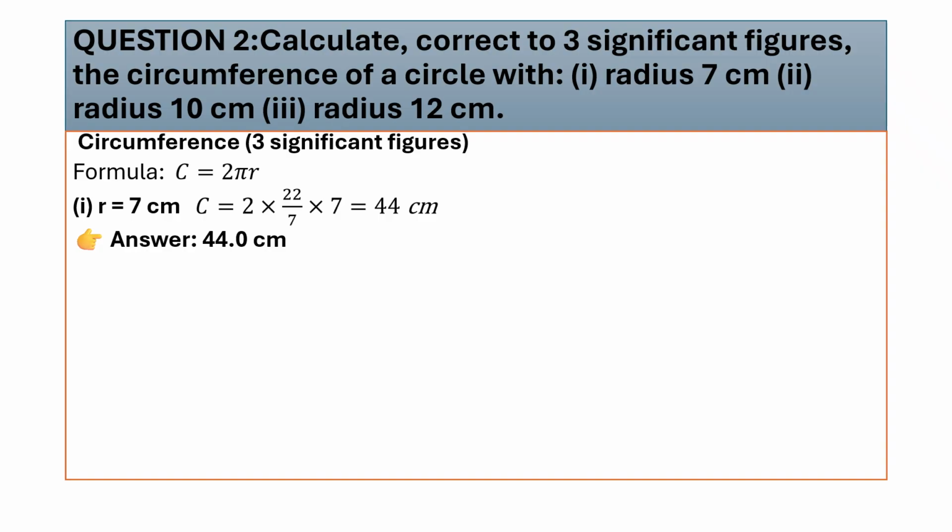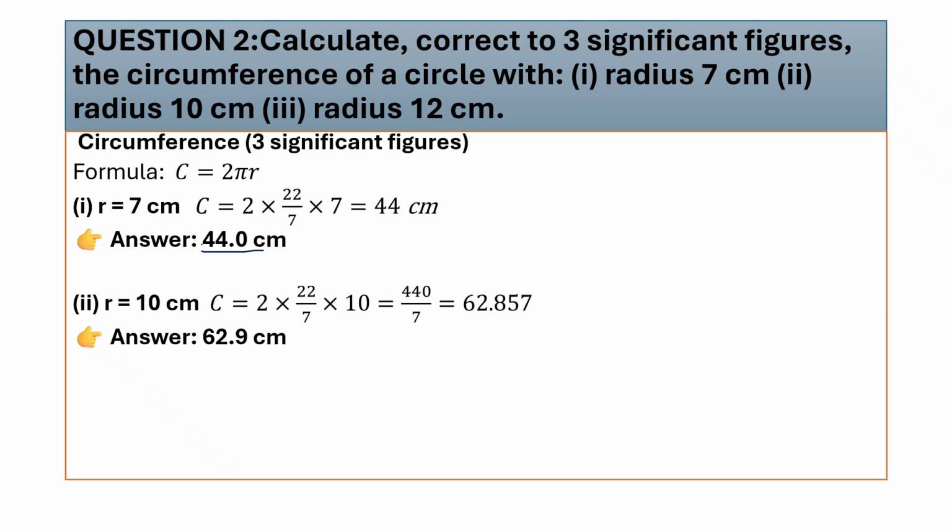Now you might ask why 44.0? Because the answer has to be in 3 significant figures. That you have to keep in mind. Then radius is 10 centimeter. Likewise, again, you have to substitute the value. You will get 62.857. But you have to round up. You will get 62.9. You might wonder why we can't write it like this. Because it has been asked that you have to give the answer in 3 significant figures. So rounding up of 8.857, it becomes 9. So it is 62.9 centimeter.